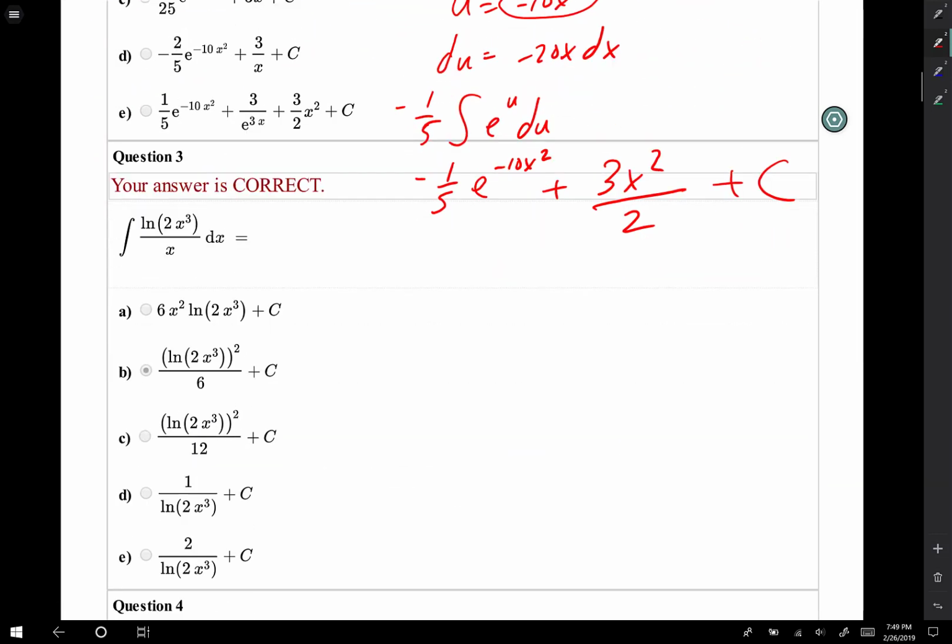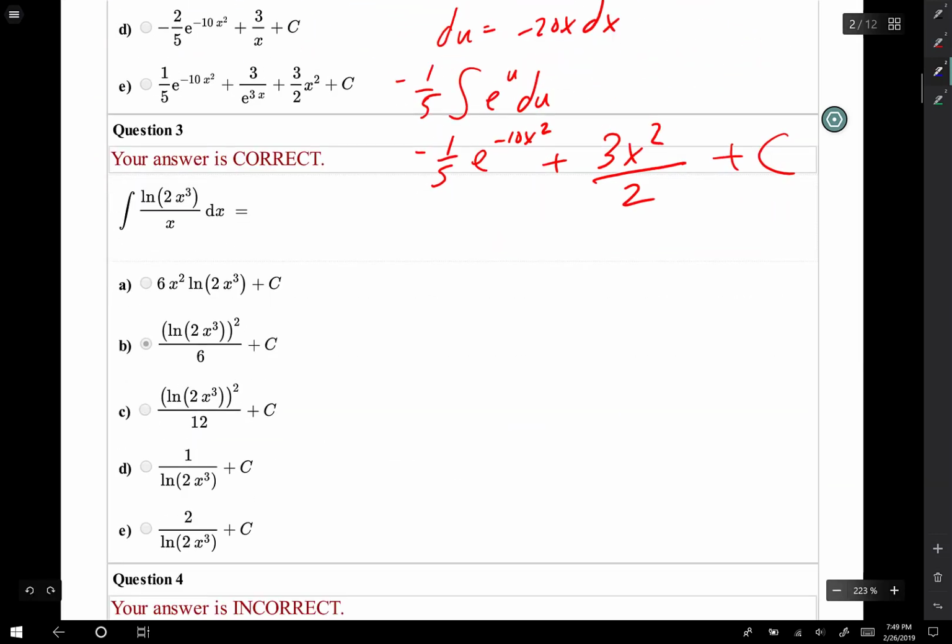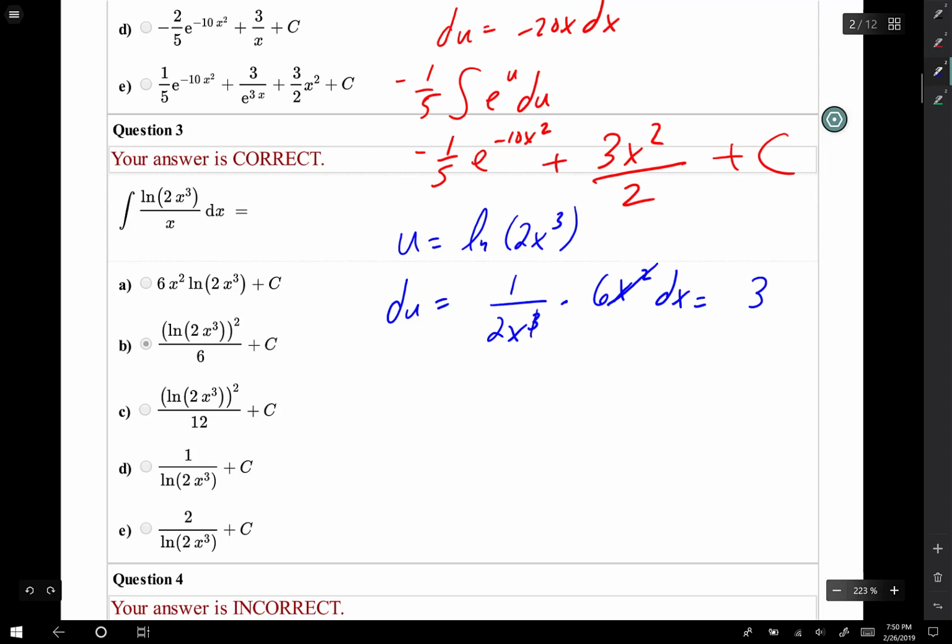All right, go to the next one. This one looks like it's an ln, and I see an x in the bottom. So I'm tempted to do u sub. I'm going to say u is equal to ln of 2x cubed. So then that means du is equal to 1 over 2x cubed times the derivative of that, which is 6x squared, with a dx on it. So here's what I see. 2 goes into 6 3 times, so 3. Those x squareds cancel out. So I see 3 over x. Well, I have an x down there. I just need to put a 3 there and a 1/3.